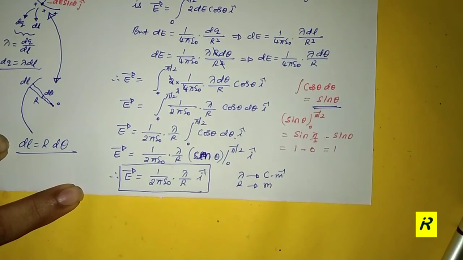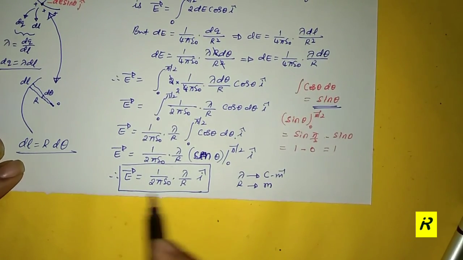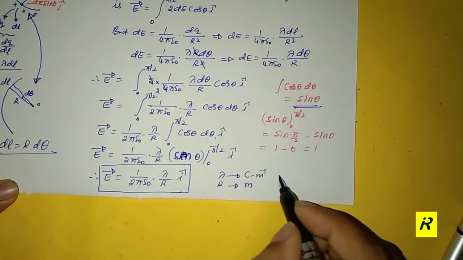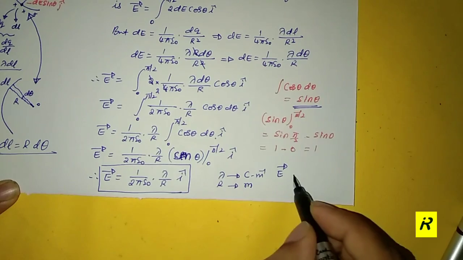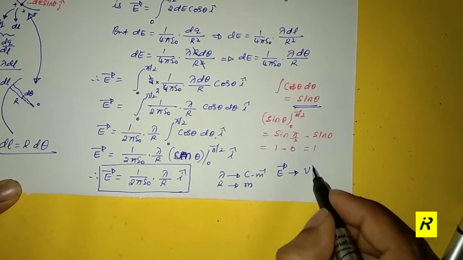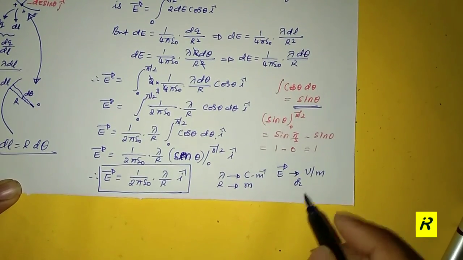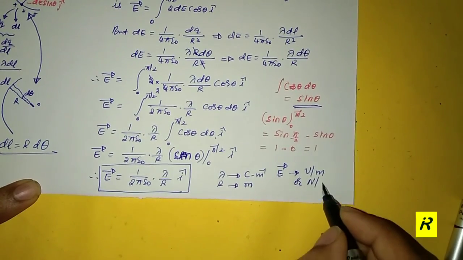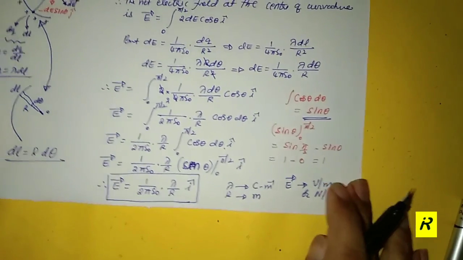Okay, so when you substitute the values, you may get E in terms of volt per meter, or Newton per coulomb. So this is how we have to derive.